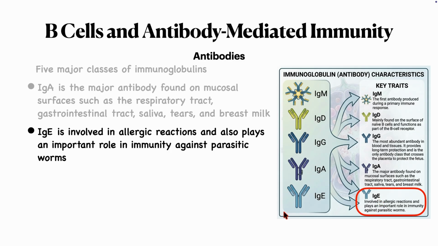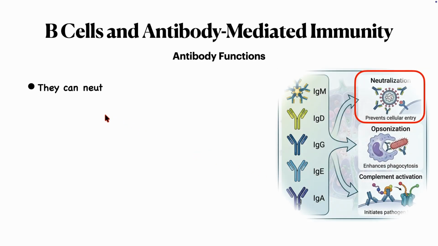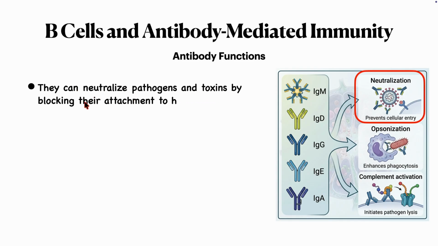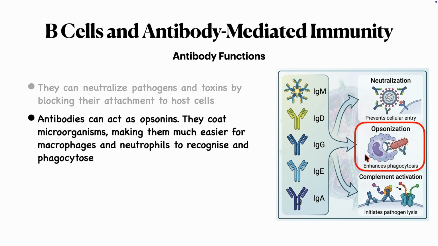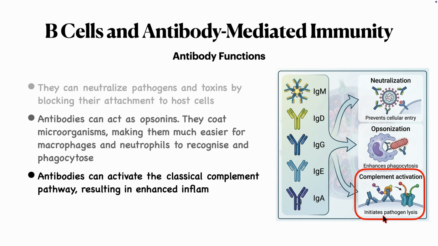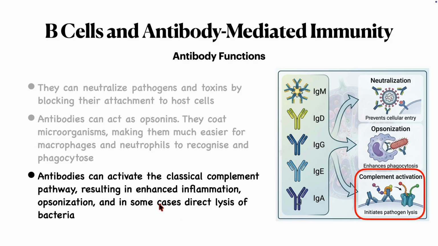Although these antibody classes have different structures and distributions, they perform several important functions. First, they can neutralize pathogens and toxins by blocking their attachment to the host cells. Second, antibodies can act as opsonins. They coat microorganisms, making them much easier for macrophages and neutrophils to recognize and phagocytose. Third, antibodies can activate the classical complement pathway, resulting in enhanced inflammation, opsonization, and in some cases, direct lysis of bacteria.